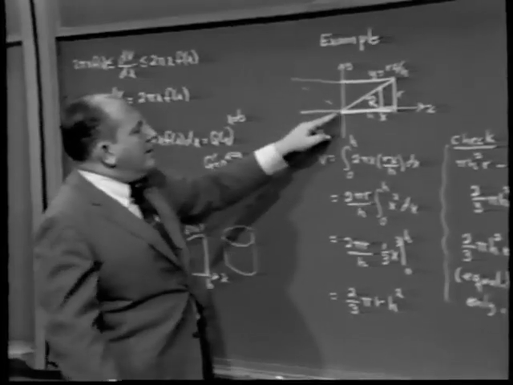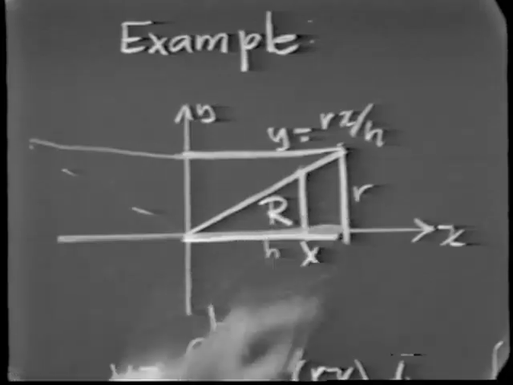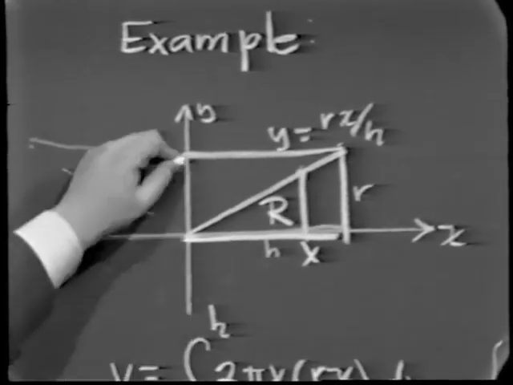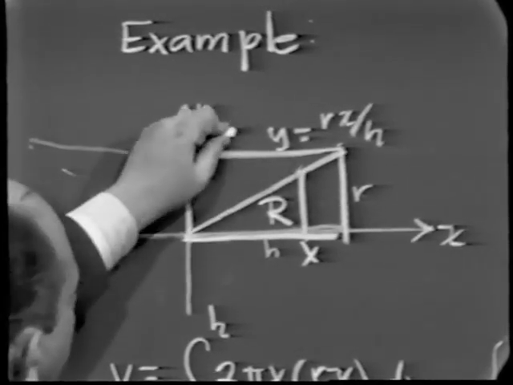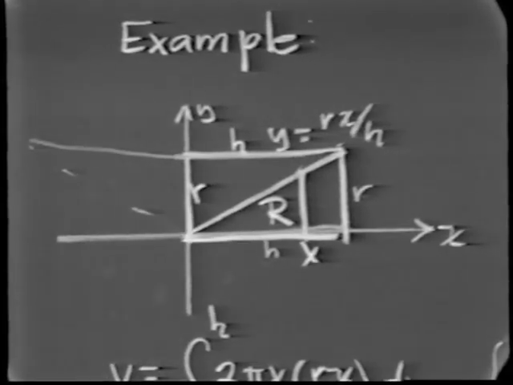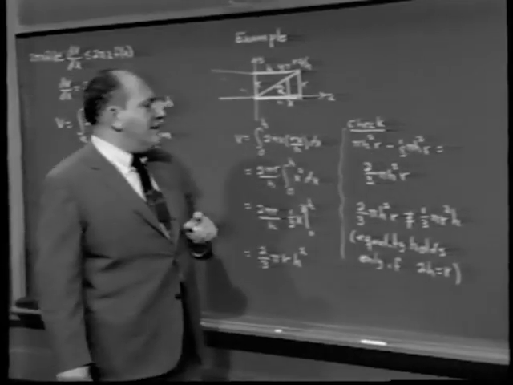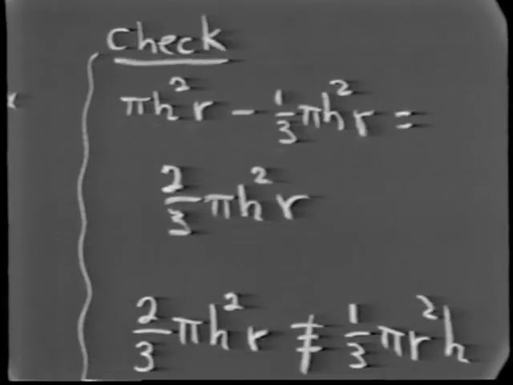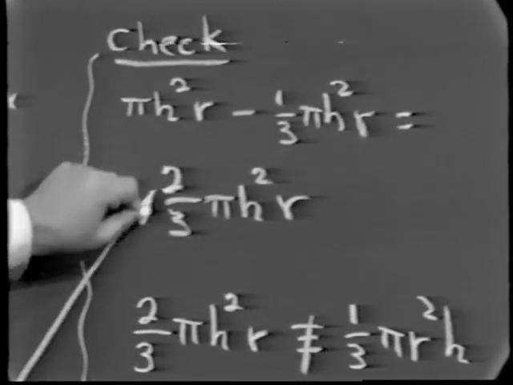This would be a cylinder, the radius of whose base is h, whose height is r, and the volume of that cylinder is pi h squared r. The cone that's missing, the cone that we've cut out of this thing, has the radius of its base equal to h and its height equal to r, so its volume is 1/3 pi h squared r, and therefore the volume that's left when we subtract this off is 2/3 pi h squared r, which does check with this.